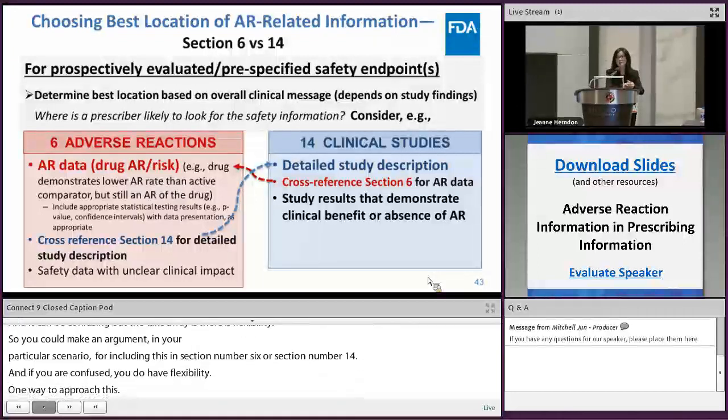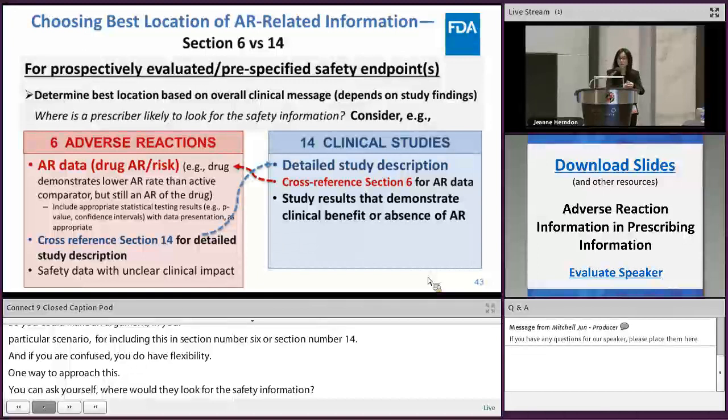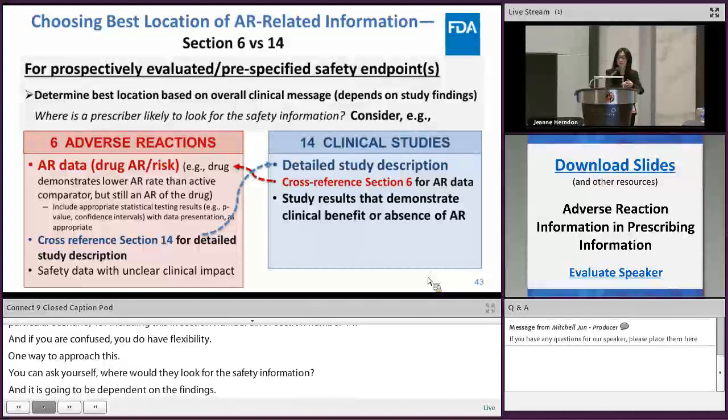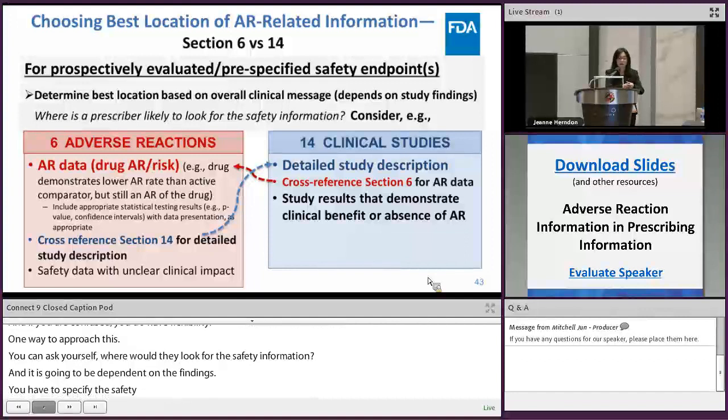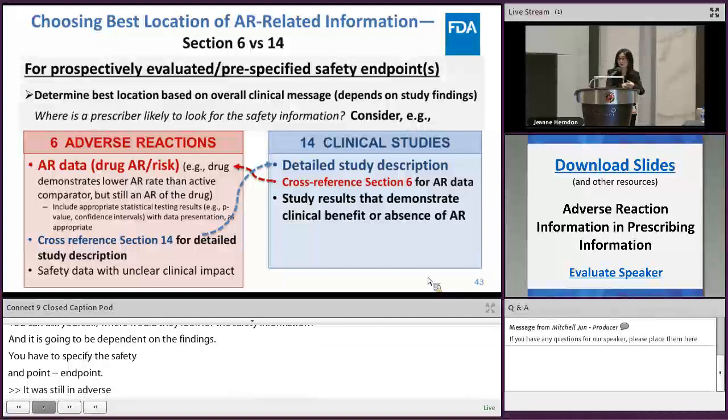So if your study looked to evaluate a pre-specified safety endpoint, and it ended up showing that the drug's adverse reaction rate is lower than an active comparator, but it was still an adverse reaction nonetheless, you can consider including that data in Section 6, because Section 6's purpose is to furnish information about the adverse reactions to be expected with use of the drug. So even though it was found to be safer than another drug, it's still an adverse reaction. So consider in that scenario putting that data in Section 6 because it's an adverse reaction.